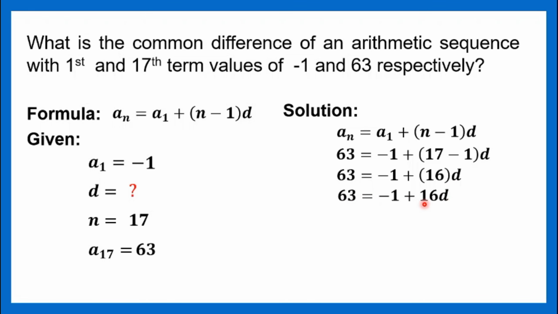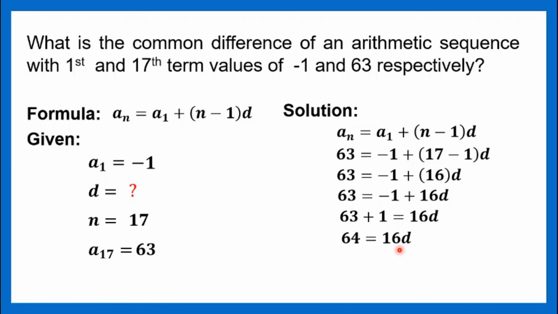And then, since ang goal natin maiwan si d, hindi pa muna bigla maiiwan si d, kasama niya pa kasi yung 16. So, ano muna yung kayang ilipat? Etong -1. Ilipat natin si -1 doon sa kabila. Kapag tinranspose yung -1 sa kabila, magiging 63 plus 1. Bakit plus 1? Since ang sign ni 1 dito ay negative, kapag nilipat siya doon, magiging positive siya. Ganun ang transposition or yung addition property of equality: 63 plus 1 is equal to 16d. Then i-plus muna natin yung 63 plus 1. That will give us 64 is equal to 16d.